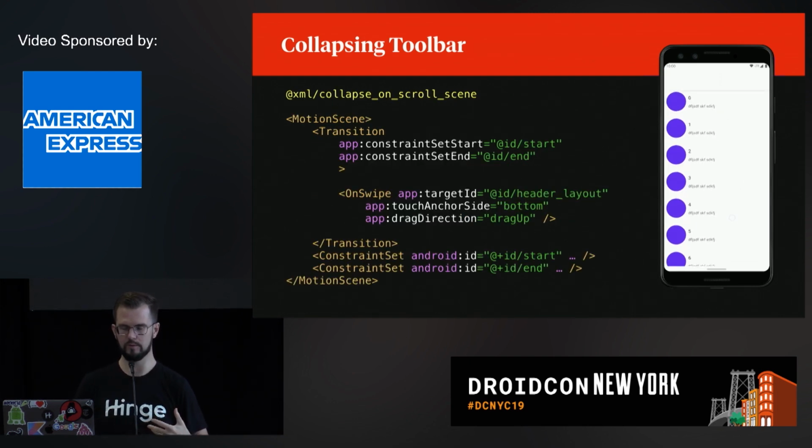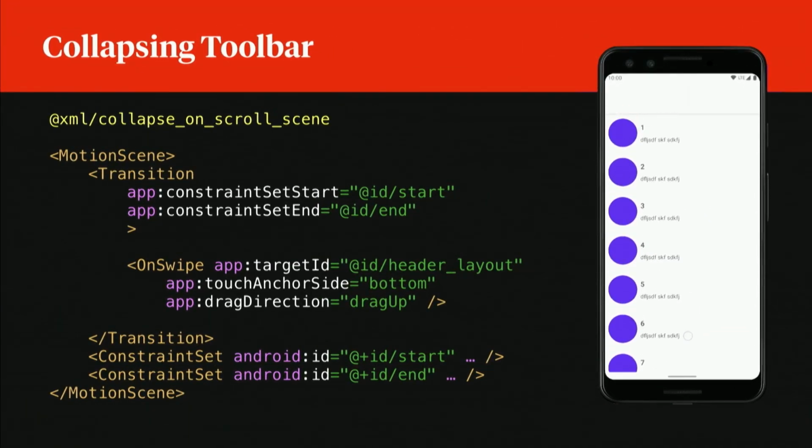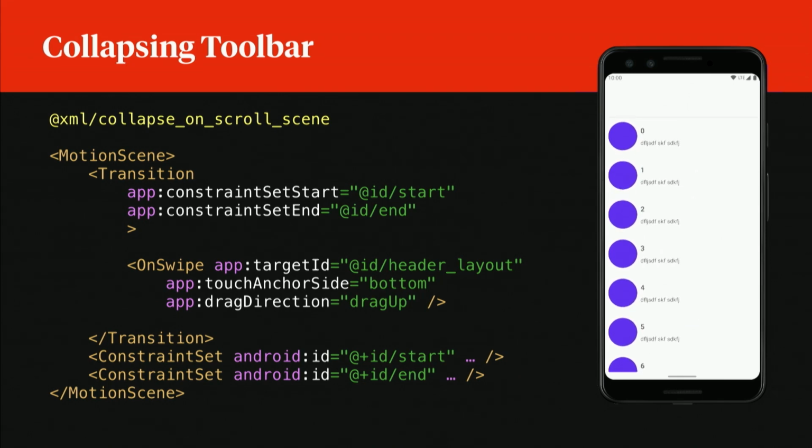So the way this is going to work is, just like in the other on-swipe things, we're going to specify something that is going to move or change. In this, we're going to say that the header layout is the target, and it will be swiped up. So as you're scrolling up on the screen, this header layout is going to move or change size or do something. And it's going to be anchored by its bottom side.